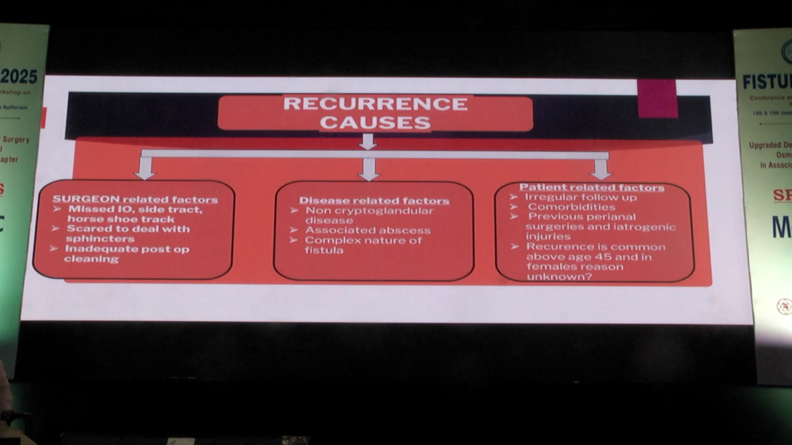Surgeon-related causes: missed internal opening, side tracts, horseshoe tracts, being scared to deal with the sphincters, inadequate post-op cleaning. Disease-related factors: non-cryptoglandular disease, associated abscess, complex nature of the fistula. Patient-related factors: irregular follow-up, comorbidities, previous perianal surgeries and iatrogenic surgeries. Recurrence is common above age 45 and in females, reason unknown.